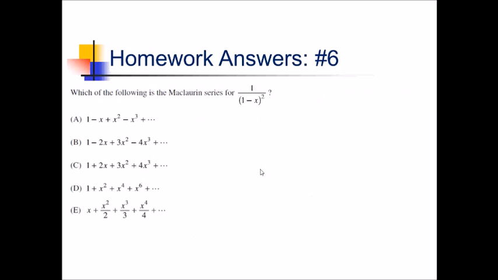For number 9, we need to find the Maclaurin series for this function here, 1 over 1 minus x to the second power. So I'm going to go ahead and start by doing f of 0. That's going to give me 1 over 1, which is just 1. So right away we can eliminate answer choice E because it doesn't start with a 1. Let's keep going now. We'll do f prime.